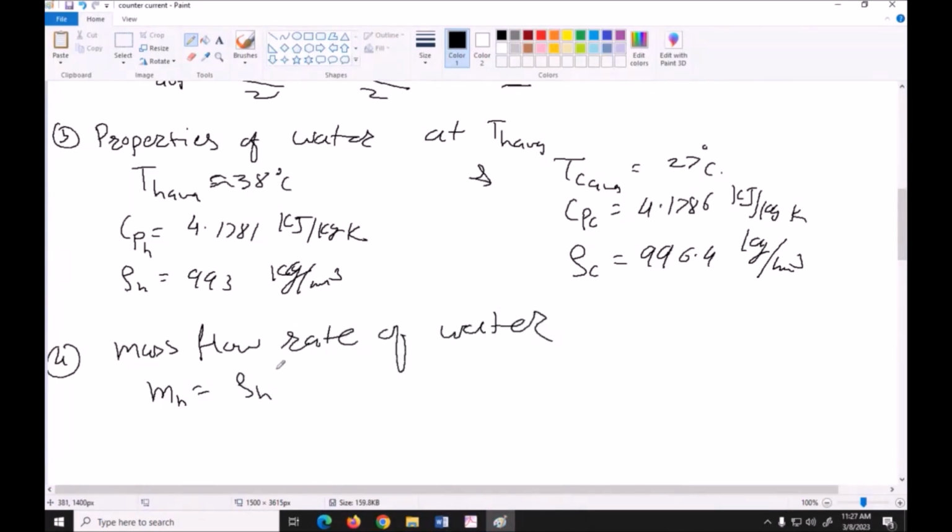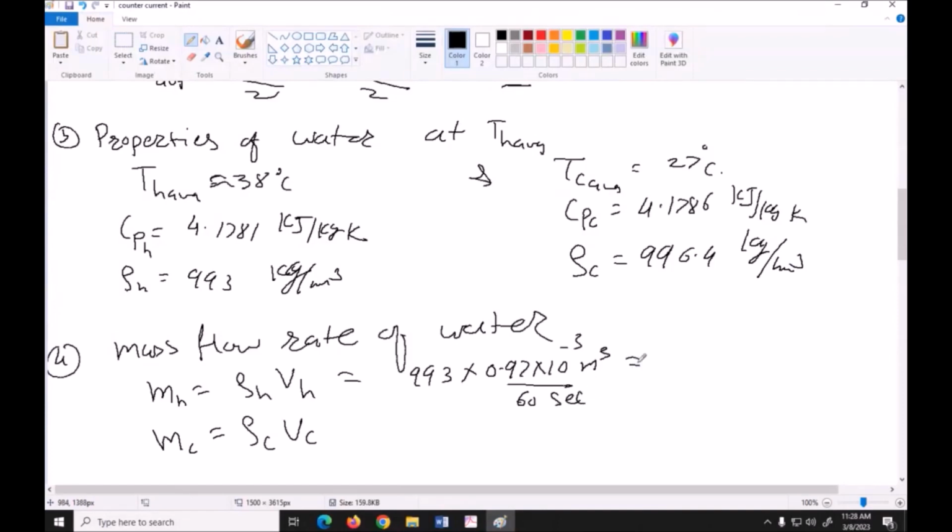mH is equal to rho H VH, mC is equal to rho C VC is equal to rho H, 993 into VH for counter current, 0.97 into 10 to the power minus 3 meter cube divided by 60 seconds. We will get this as 0.01605 kilogram per second.